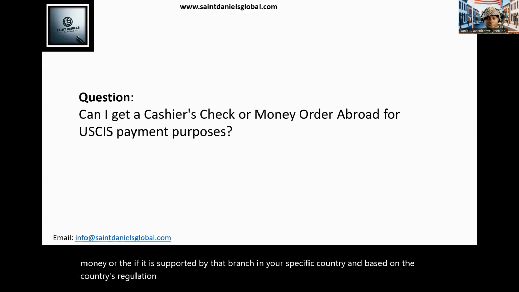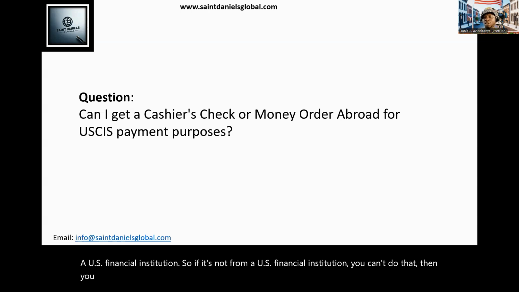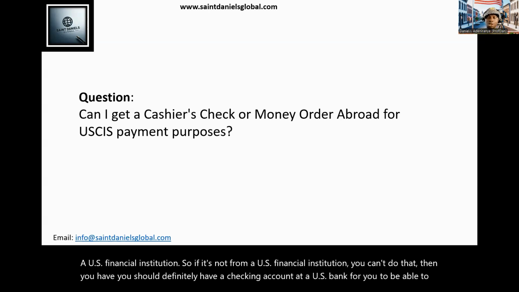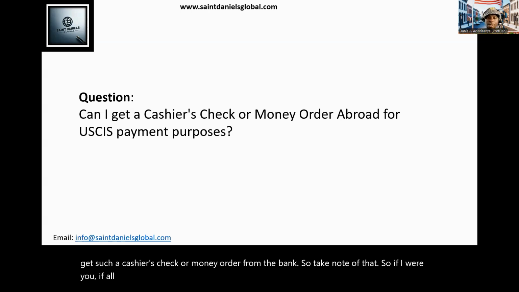Also, take note that USCIS requires payment methods that are drawn from a US financial institution. So if it's not from a US financial institution, you can't do that. Then you should definitely have a checking account at a US bank for you to be able to get such a cashier's check or money order from the bank. So take note of that. So if I were you, if all of this seems complicated, just look for someone that resides in the US that you trust to help you with the transaction.